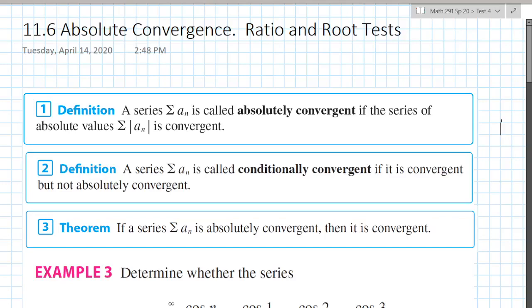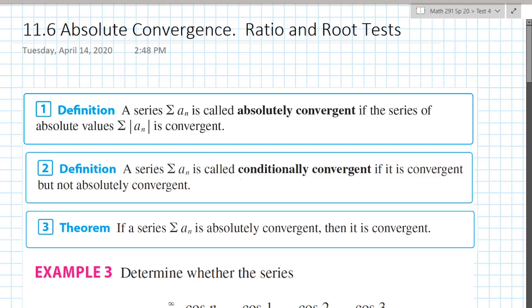In this section, we're going to look at absolute convergence and then two additional tests for series to determine convergence. So we look at absolute convergence. If we've got a series, the sum of a sub n, it's called absolutely convergent if we can take the absolute value of the a sub n's and we end up with a convergent series. A series a sub n is called conditionally convergent if it is convergent but not absolutely convergent.